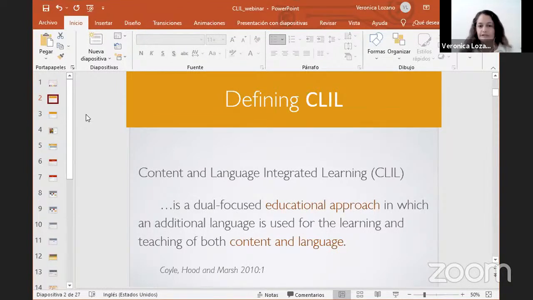So, as you can already see here, this approach was not created specifically for English. It can work with a number of languages, of course. The main goal here is to be able to teach curriculum subjects such as geography or civics or even marketing, engineering in another language, a different language from the language of the learners. Now, let's move on.